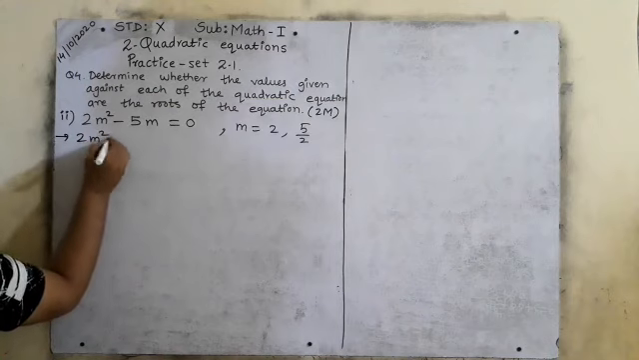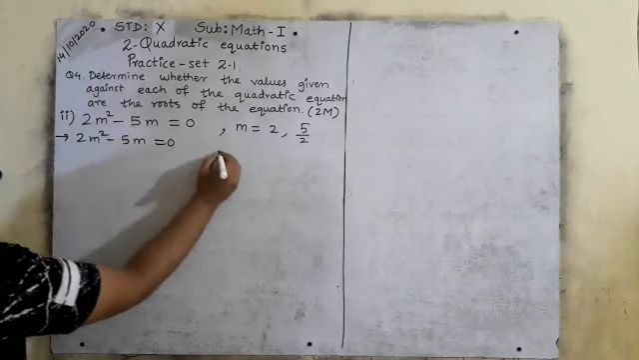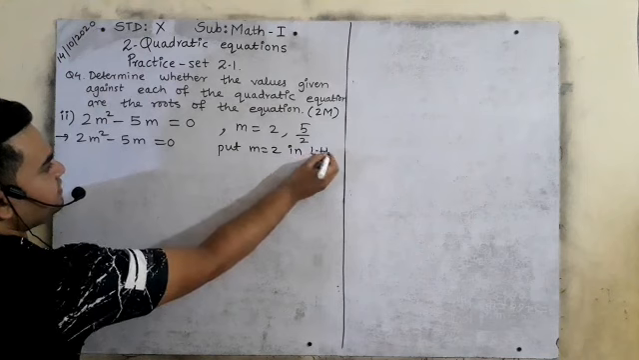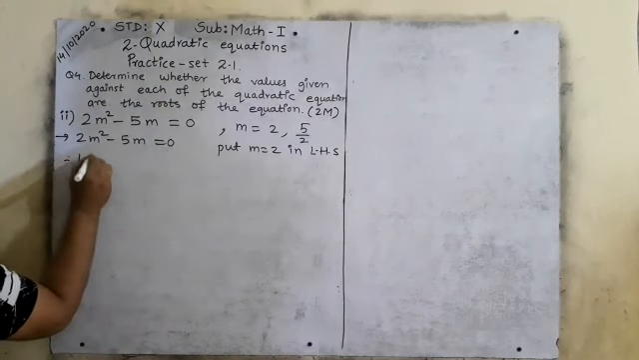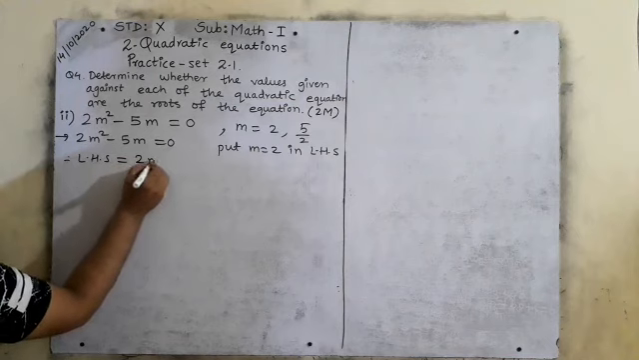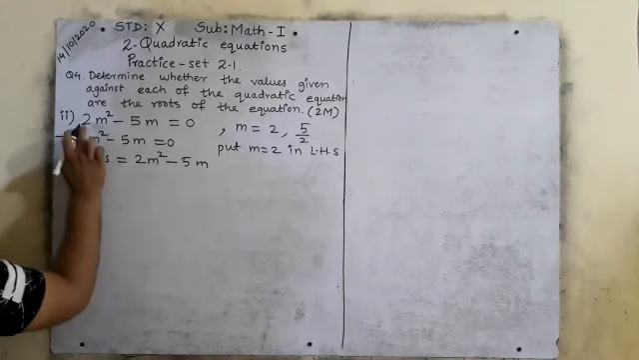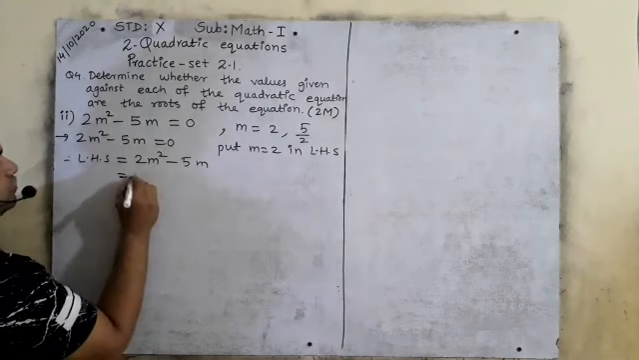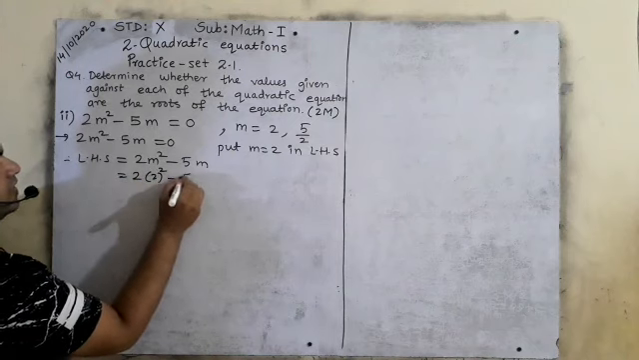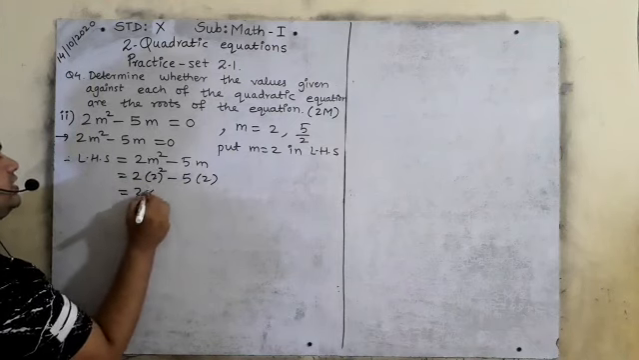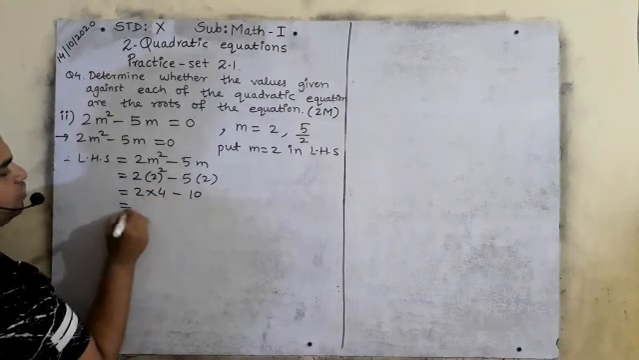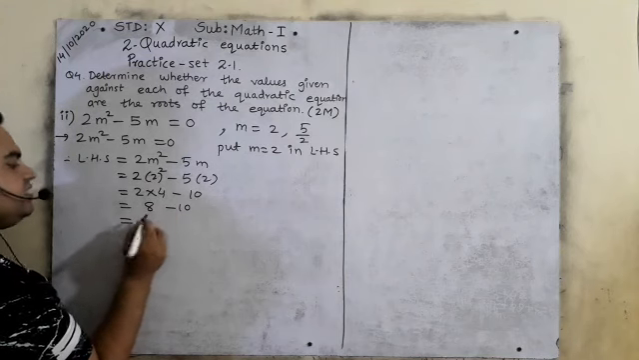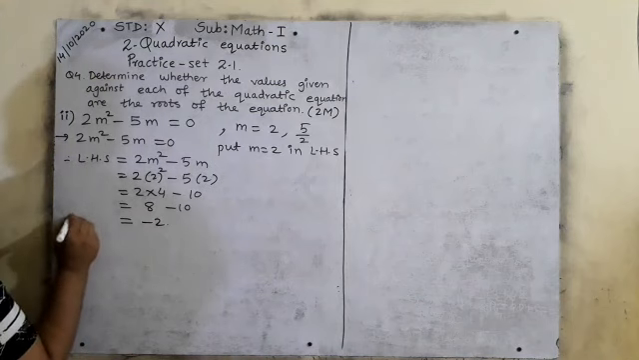First we will write the question as it is: 2m square minus 5m is equal to 0. Now I will put m is equal to 2 in the left hand side. So LHS is equal to 2m square minus 5m. From here to here it is the left hand side and 0 is the right hand side. So instead of m you will use 2. So 2 square minus 5 into 2. So 2 multiplied by 4 minus 5 2s are 10. 2 4s are 8 minus 10. So the answer is 8 minus 10, which is minus 2. Is it clear?